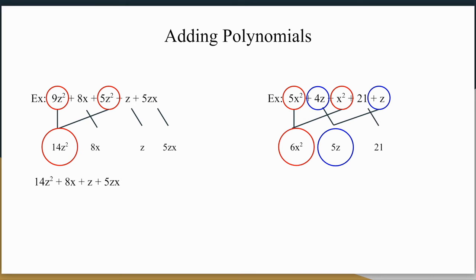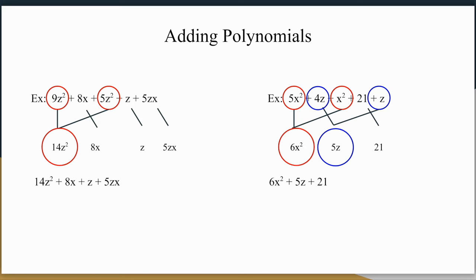Now to get the final answer, we're going to just put plus symbols in front of them because there are plus symbols on the top, so we're going to just bring them down. So we get 6x squared plus 5z plus 21, which is the final answer for the simplified form.